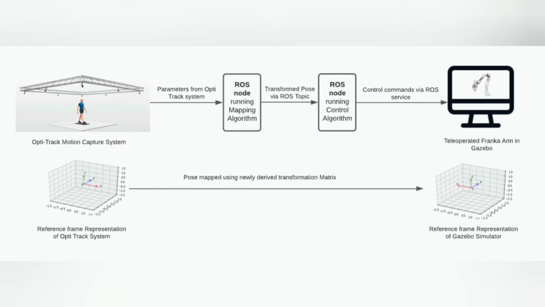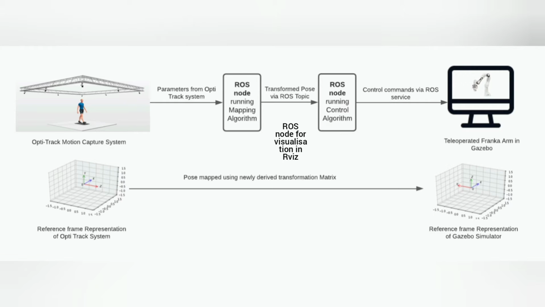For this project, I developed a ROS package called Franka Teleop. Inside the ROS package, I have 3 ROS nodes. One is for collecting the data and utilizing the specific parameters to map, or to transform, the coordinates from the ObjectTrack world to the Gazebo world.